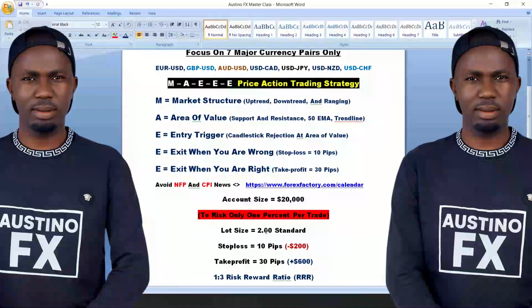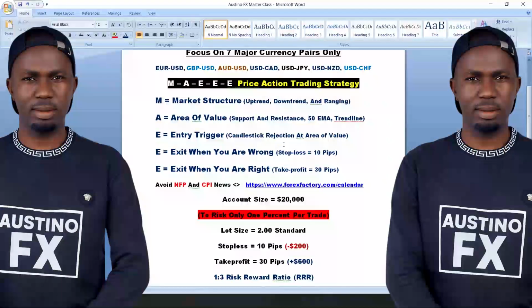With this 2 standard lot size, I have done the calculation and the measurement, which means that when price moves 10 pips, I tend to lose $200, right? So that is why my stop loss is 10 pips. $200 times 100 is $20,000. So this $200 is 1% of my 20K capital, right? Each time price moves 10 pips against me, I lose. Bear in mind that the forex market is unpredictable. Anything can happen.